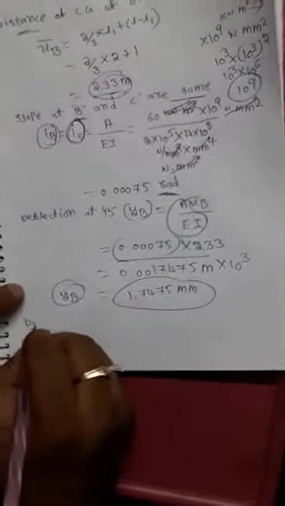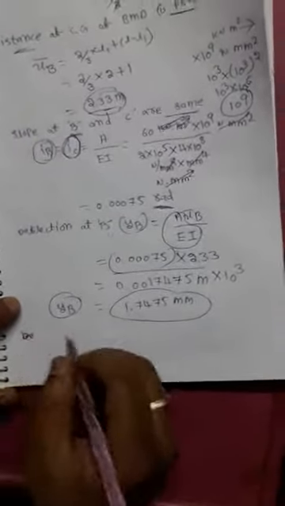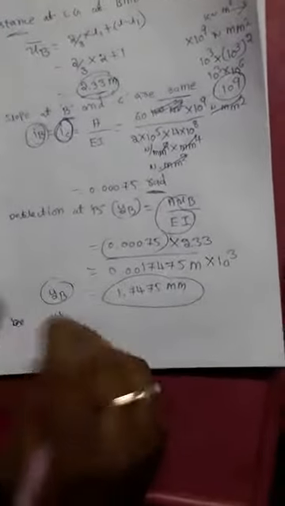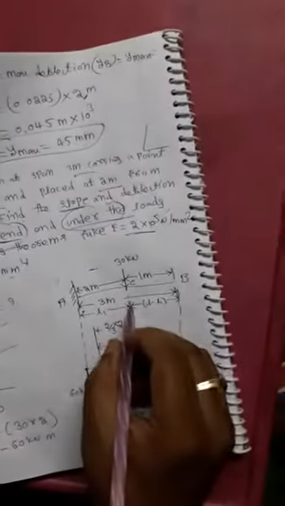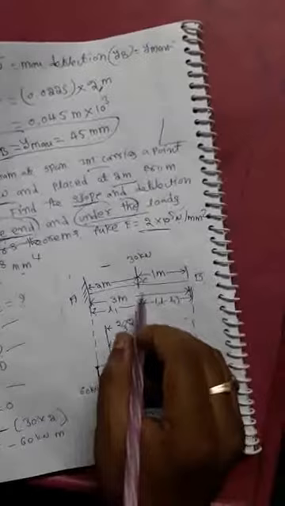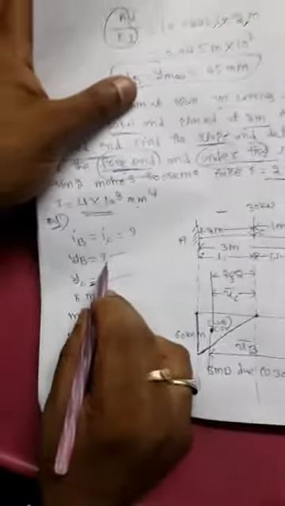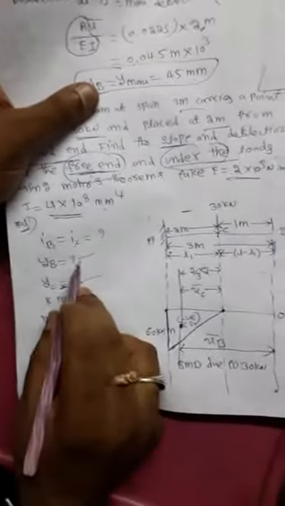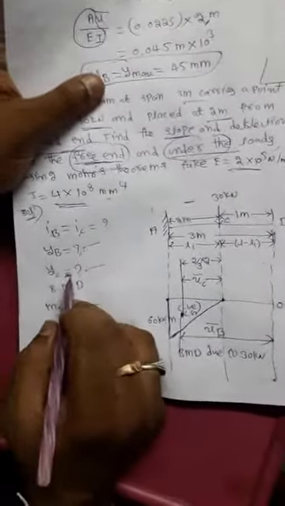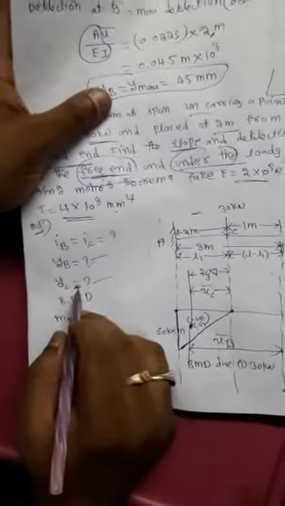So next, deflection under the loads. The point under the load is C. So next we require YC. YB, the deflection at the free end, we already got the answer, but the remaining one, the deflection under the load, that is YC.